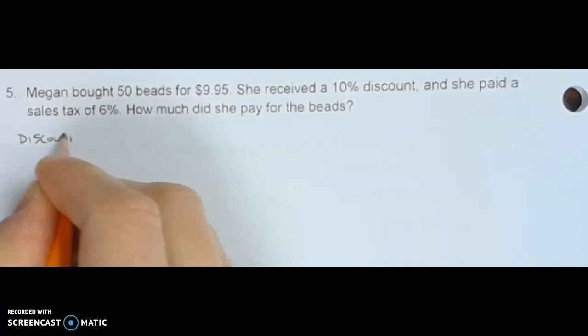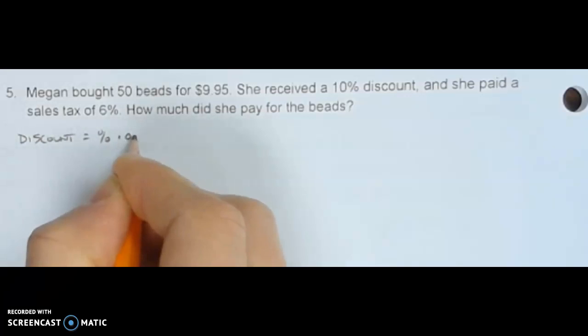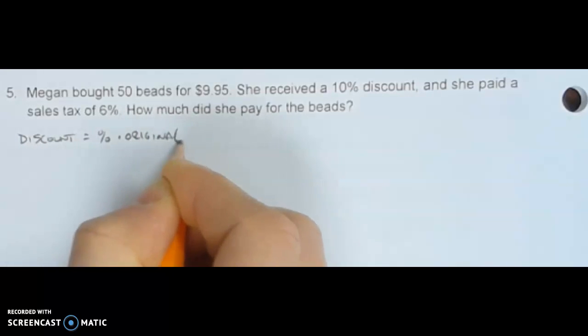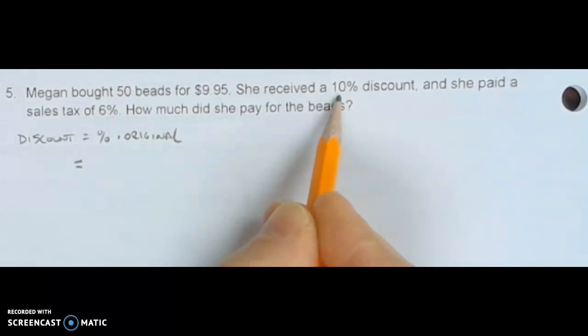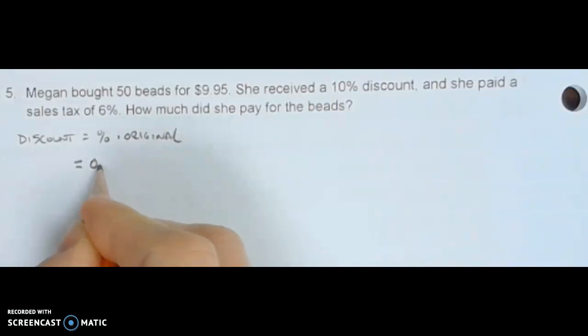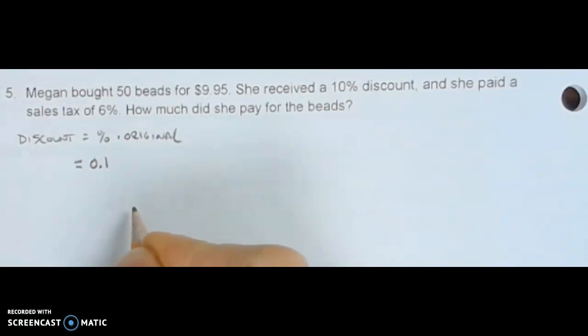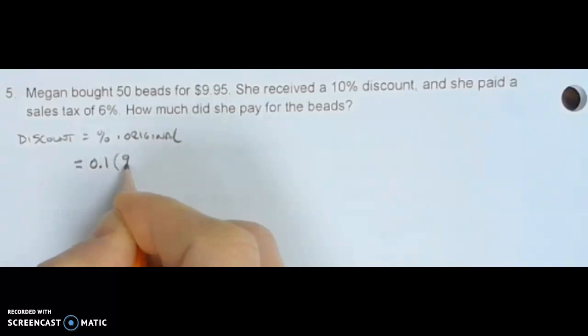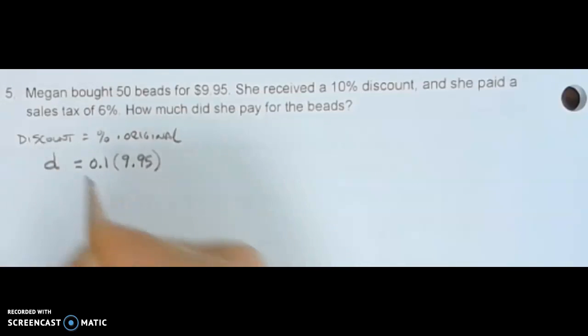Discount is equal to a percentage of the original price. Okay, and we're told that it's a 10% discount. So we're going to move the decimal point back twice. So 1/10 is going to be our rate. The original price of the beads was $9.95. And we're calculating how much the discount is. So we'll multiply these two numbers together.